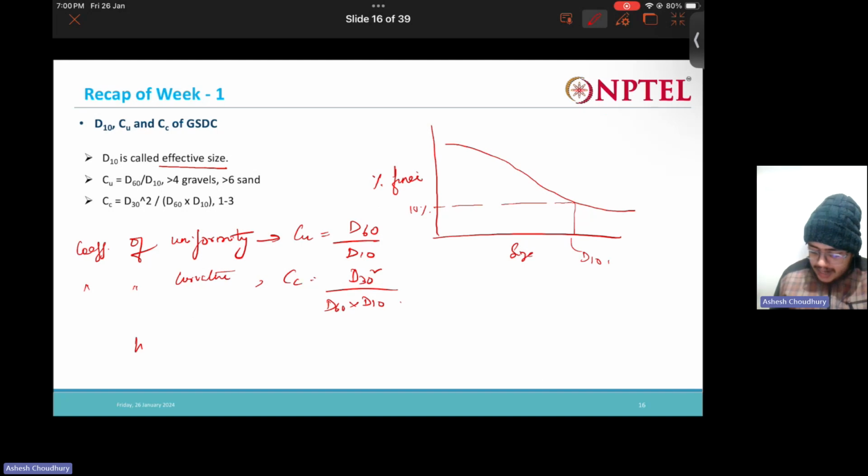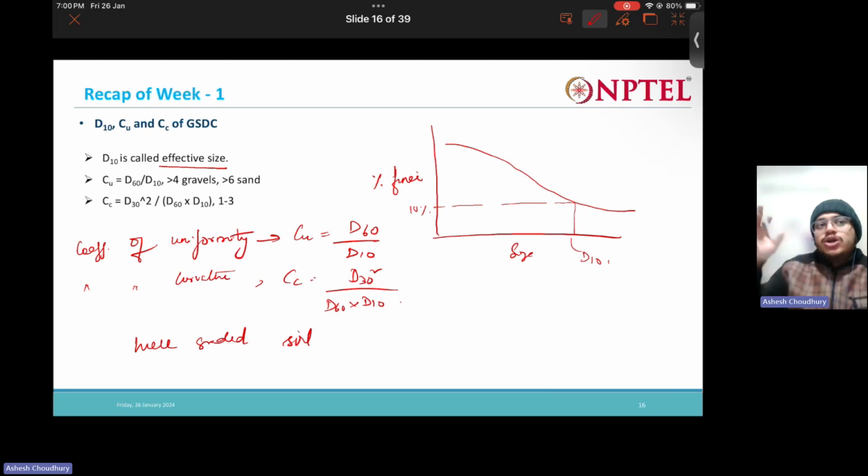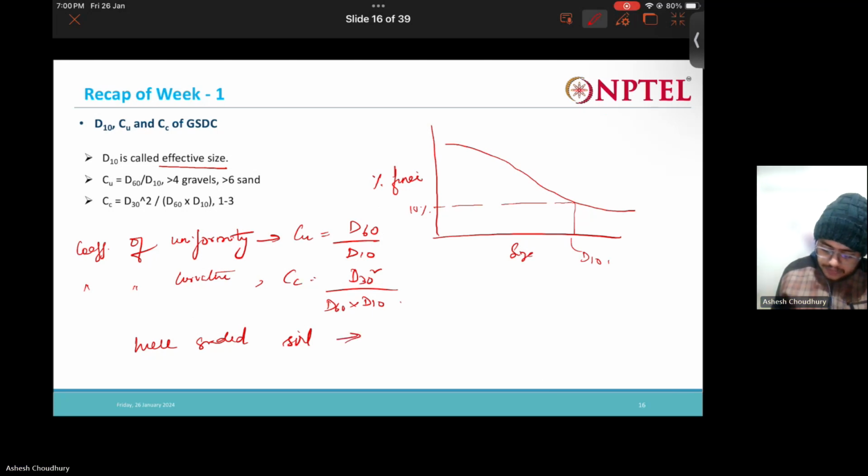Now for a well graded soil. What does well graded mean? Well graded means there are good fractions of all sizes of the particles present in the soil mass. That is well graded; the gradation is good. For well graded soils, for sand, Cu should be greater than 6 and Cc should be between 1 and 3. And for gravels, Cu should be greater than 4 and Cc should again be between 1 and 3.